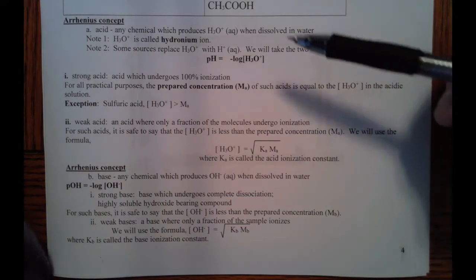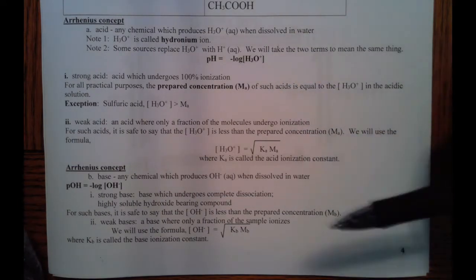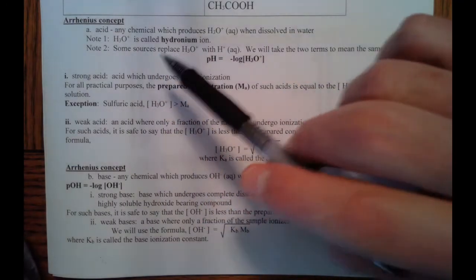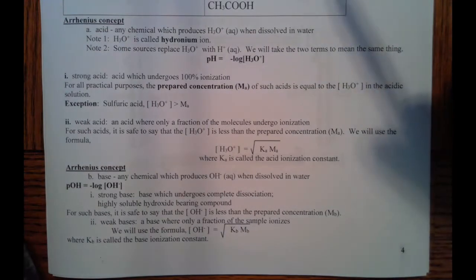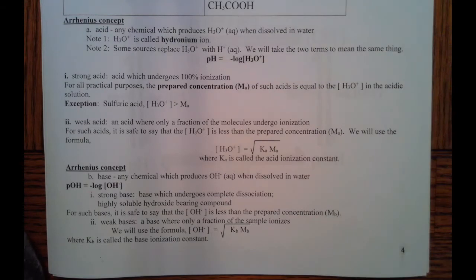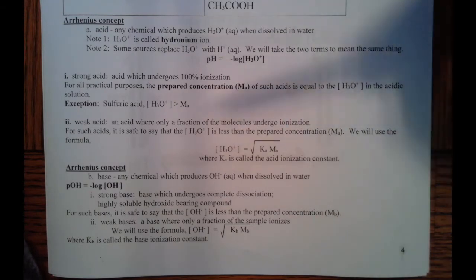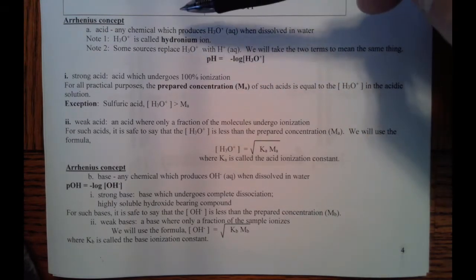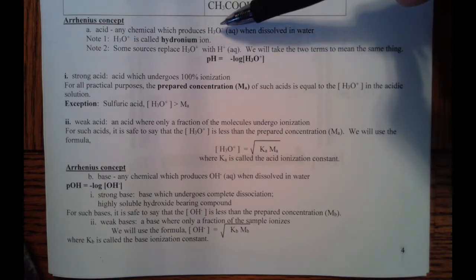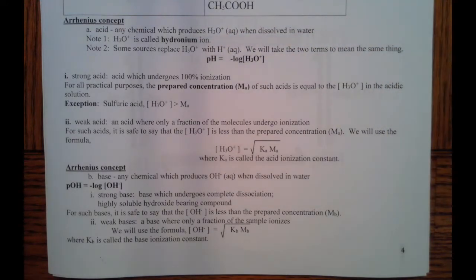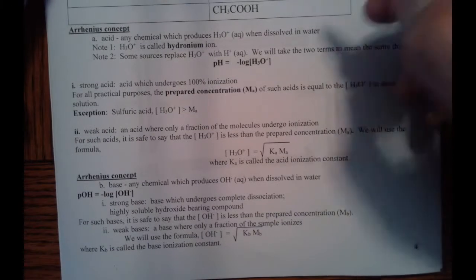The Arrhenius concept of acids and bases was one of the first ones. We do two concepts: we do Arrhenius and we do Bronsted-Lowry. The first one is Arrhenius, and this is most of our math. Acids are any chemical that produces H3O plus. Now, we said earlier they have an H plus on them.